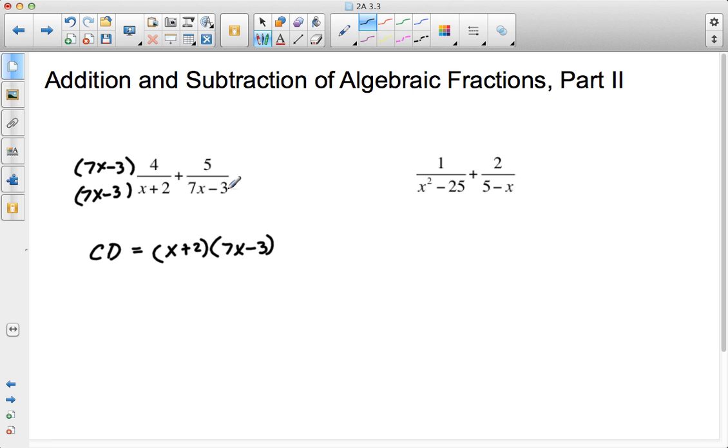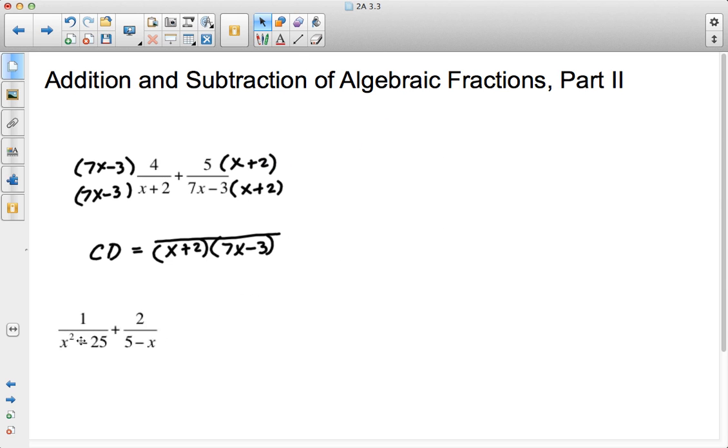Then I also have this denominator of 7x minus 3. In order to make it a common denominator of x plus 2 times 7x minus 3, I need to multiply this by x plus 2, which means I need to multiply my numerator as well by x plus 2. So now what we're going to do is move this over here for a moment, and we're going to go ahead and take a look and work this out.